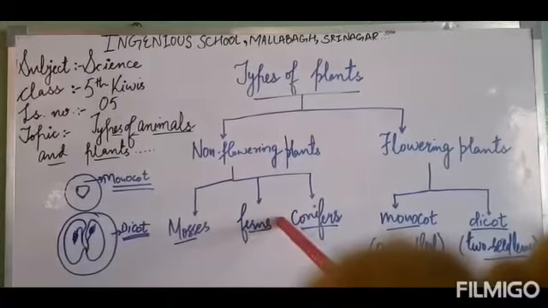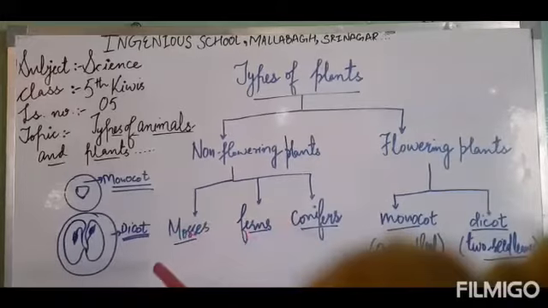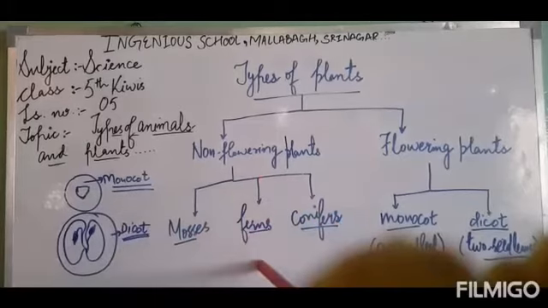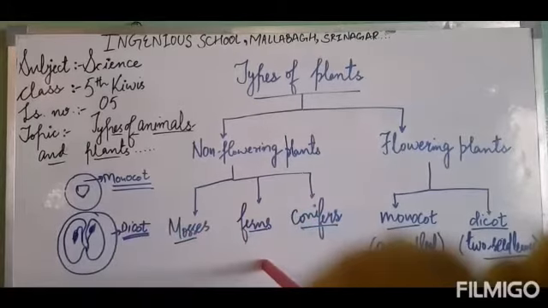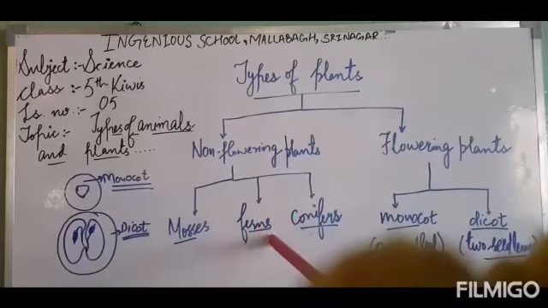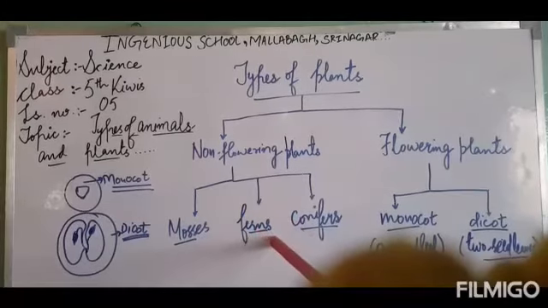Stems and leaves, and are bigger in size than mosses. Ferns are bigger in size than mosses. These ferns also grow in shady and moist areas. Some of the ferns are used as decorative plants.